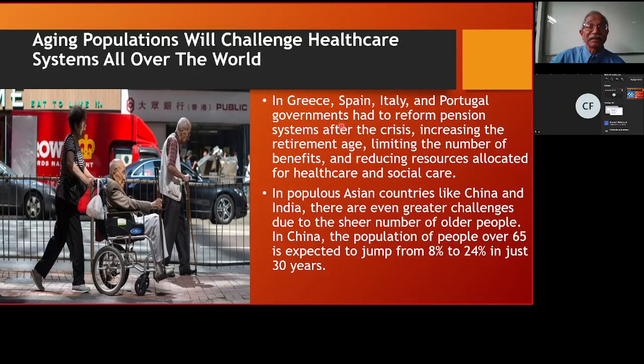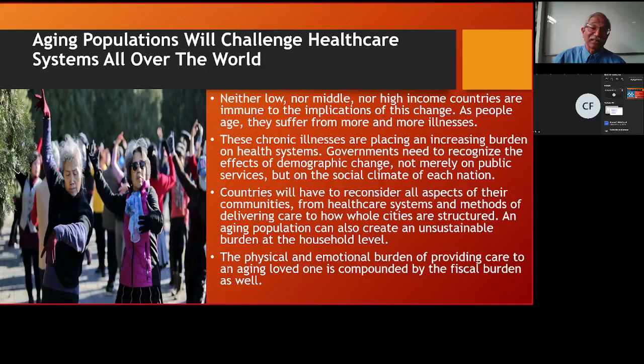So, aging population: in Greece, Spain, Italy, and Portugal, governments had to reform pension systems after the crisis. When they had the economic crisis, they couldn't afford to pay pensions to the old people. They increased the retirement age, limited the number of benefits, and reduced the resources allocated to healthcare and social care. In Asian countries like China and India, there are even greater challenges due to the sheer number of older people. In China, the population over 65 is expected to jump from 8% to 24% in just 30 years. And now the Chinese economy is going down. So you can imagine what will happen to China, because they have 1.4 billion people, like India.